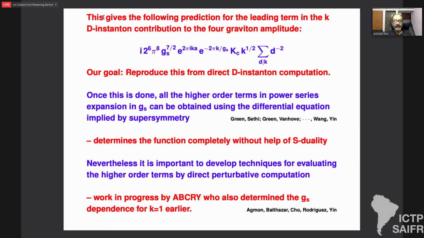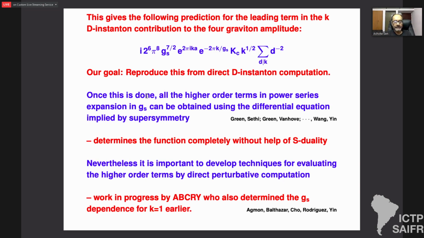So from this, we can get the following prediction for the leading term in the k D-instanton contribution to the 4 graviton amplitude. Here I have re-expressed kappa in terms of GS. So you don't see any kappa anymore, but you have this GS to the 7 by 2. There is a complicated factor over here, and everything else is already given earlier. So our goal in this talk will be to reproduce this from direct D-instanton computation, without using S duality.